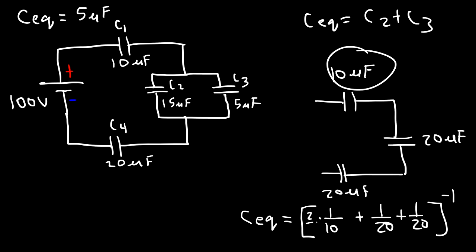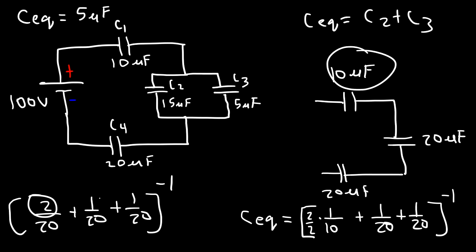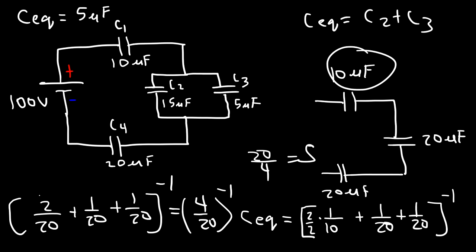Now if you don't have access to a calculator, here's what you need to do. Multiply this fraction by 2 over 2 to get common denominators. So that becomes 2 over 20 plus 1 over 20 plus 1 over 20. And then add the numerators of the fractions. So 2 plus 1 plus 1 is 4. So what we now have is 4 over 20 raised to the minus 1. Now to raise something to the negative 1 power, you need to flip the fraction. So it becomes 20 over 4, which is equal to 5. So that's the equivalent capacitance of the circuit.